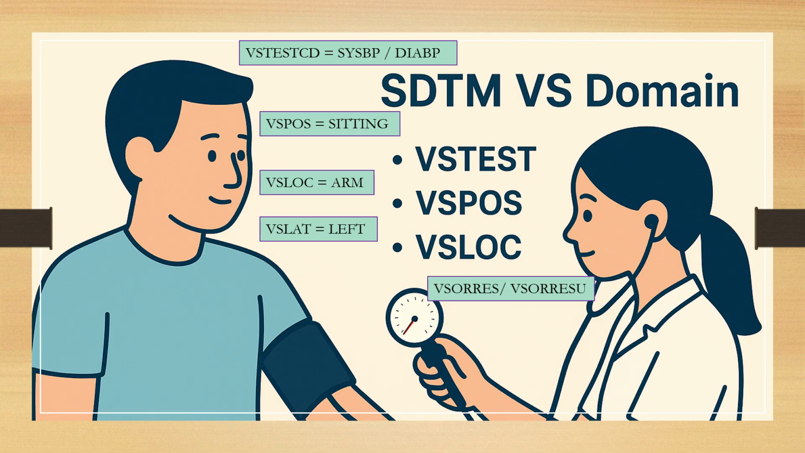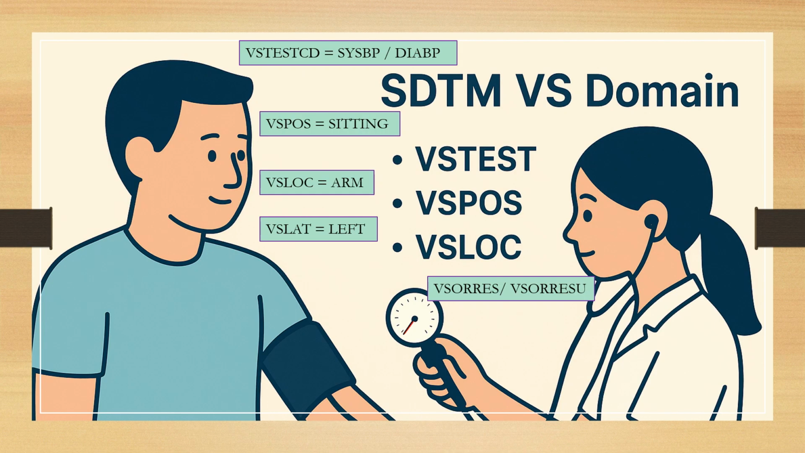Now comes the most important thing, that is the result of the test being conducted. So in this case, whatever value of the blood pressure we are going to capture will go as the collected result, that is the VSORRES, and the collected result unit, in this case the blood pressure unit, which will be mmHg, the VSORRESU is going to be populated. So in this example, we know that the captured result is populated in the VSORRES variable and the VSORRESU variable.